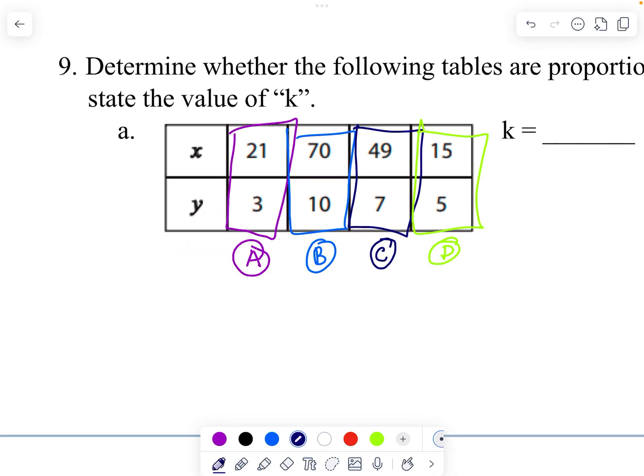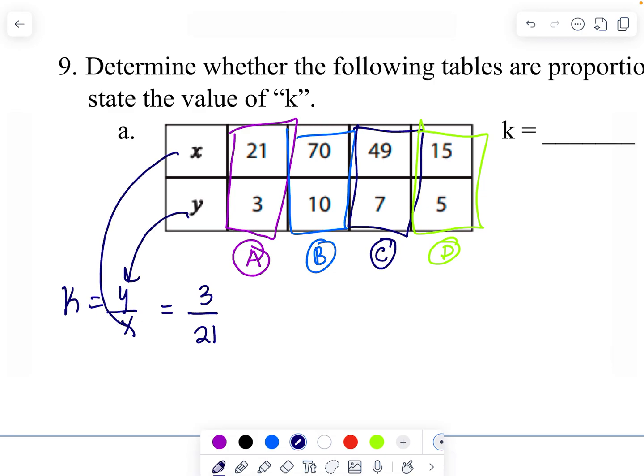So in order to find k, you have to remember k is y over x. So if we start with point A, my first y would be 3, and my first x would be 21. Make sure you're going in order. Y has to be first, then x. Do not do 21 over 3. This is where a lot of students make mistakes. Have to make sure you're putting the correct number on top.